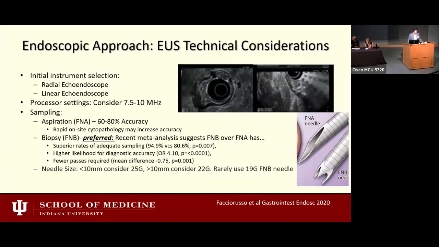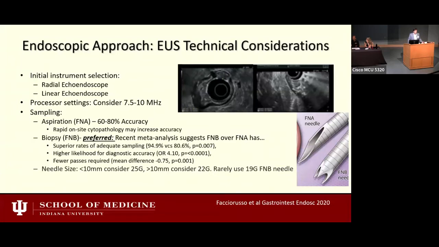So really we're using FNB needles for these lesions. And then selecting the needle diameter: for lesions less than 10 millimeters, it can be very hard to cut with a large 22 gauge core biopsy needle. So oftentimes I'll try with a 25 gauge needle and see if I can get a diagnosis using that smaller needle. And for something greater than 10 millimeters, you can lead with a 22 gauge.